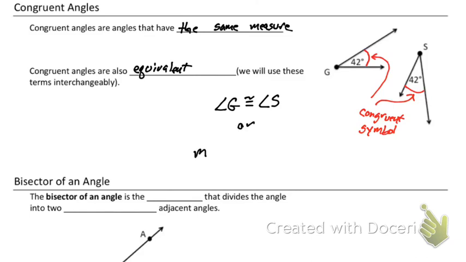We can go M angle G. As soon as you see that M, I'm specifically saying 42 degrees. The measure of G is 42 degrees. So M stands for our measure. So the measure of G equals the measure of angle S. So just like distance, measure just is that number that you can put to it. So that is our measure.